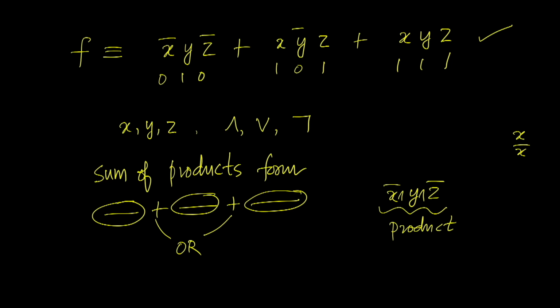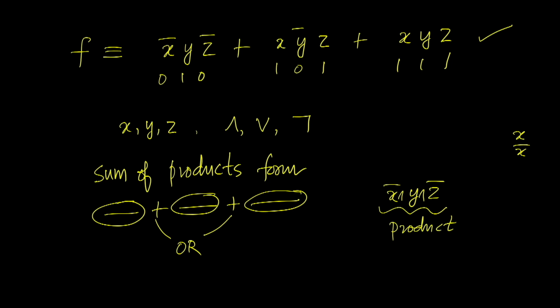Because in arithmetic expressions, juxtaposition corresponds to multiplication. When several entities are juxtaposed, we call it a product. Similarly, here also we call this a product. So therefore, this is a sum of products form. So looking at the truth table, we can write the sum of products form of the Boolean function in this manner. So this we can extend to any truth table.